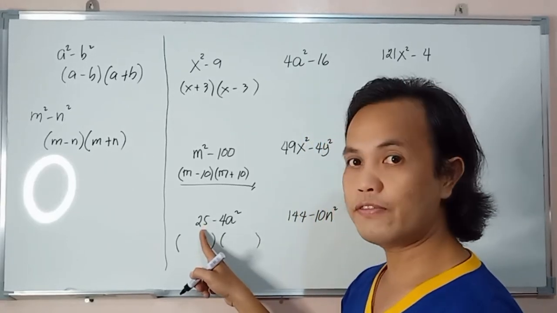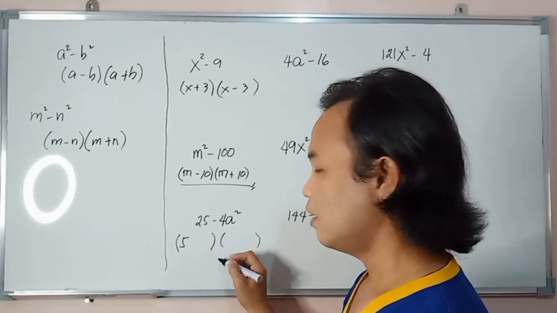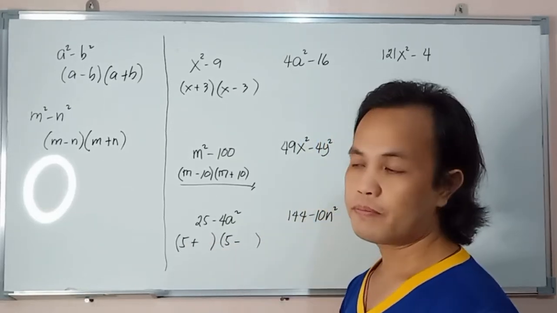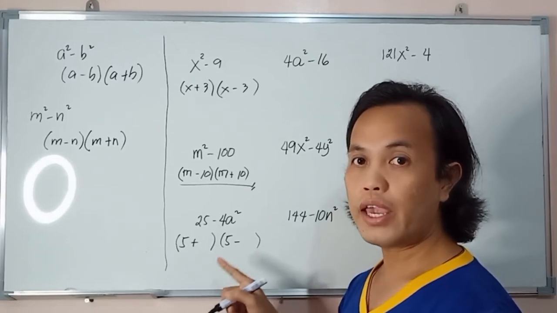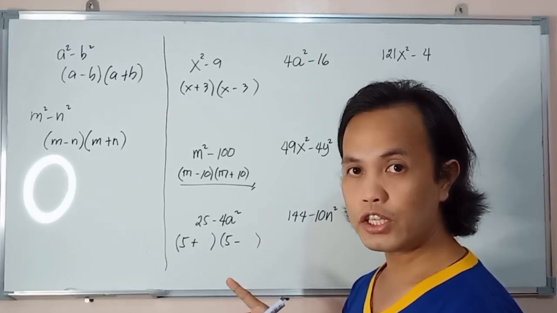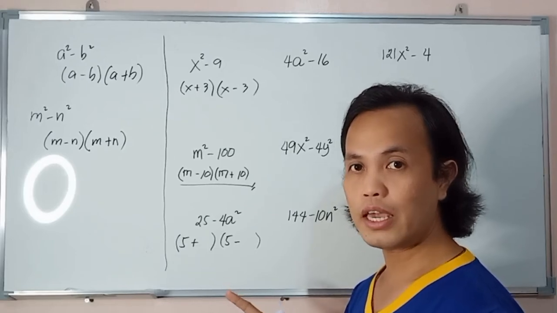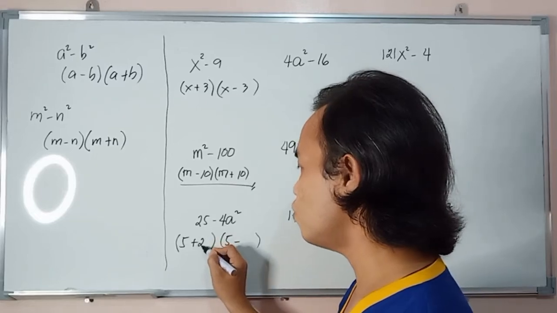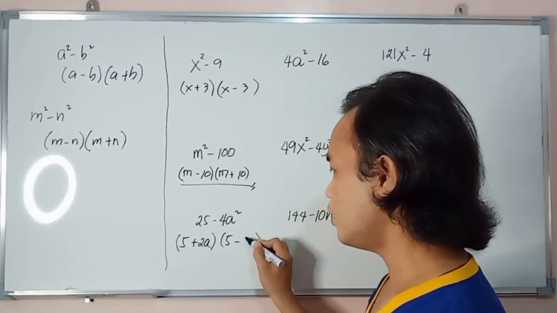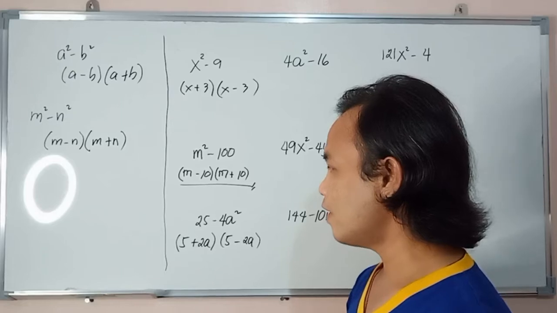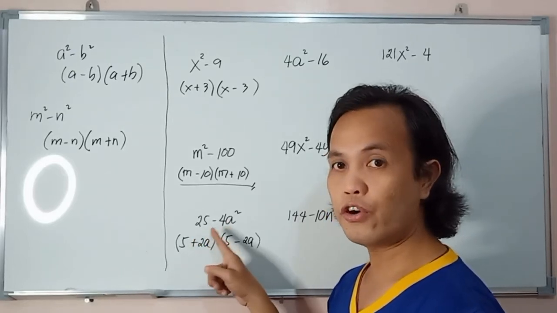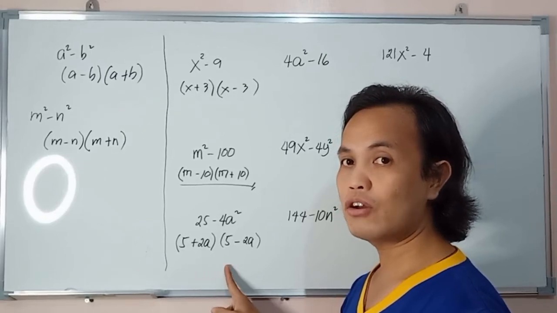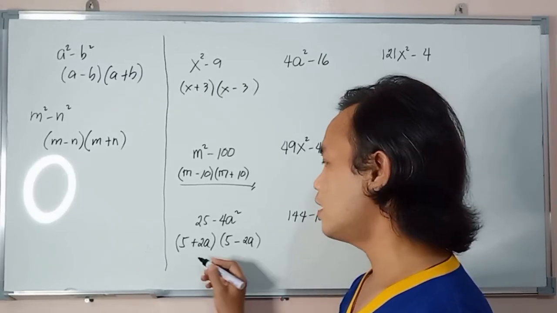The square root of 25 is 5. We have here another 5, then affix plus and minus. Then the square root of 4a squared: the square root of 4 is 2 and the square root of a squared is a, so the square root of 4a squared is 2a. So we write here 2a. The factors of this binomial 25 minus 4a squared are 5 plus 2a times 5 minus 2a. So these are now the factors.